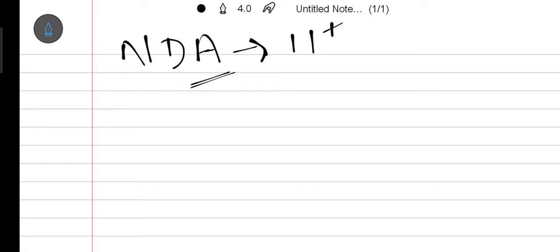Basically, I'm starting maths of NDA. My mathematics will be based on this examination. So, basically, if we talk about the syllabus of maths in NDA, it covers completely class 11th and 12th mathematics.